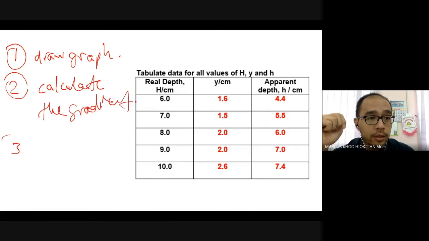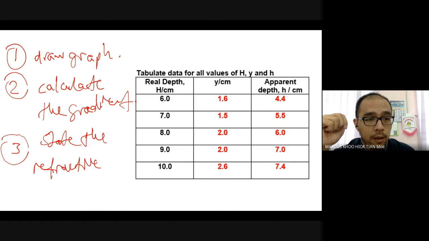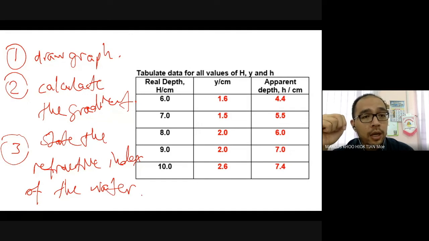Okay, and then number 3, state the refractive index of the water. Okay, draw the graph, calculate the gradient, state the refractive index, just like you did in the Telegram group. So you just write, after you calculate the gradient, because we already say the gradient equals the refractive index, even if it is H over h.